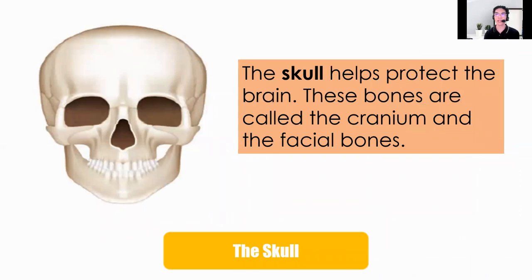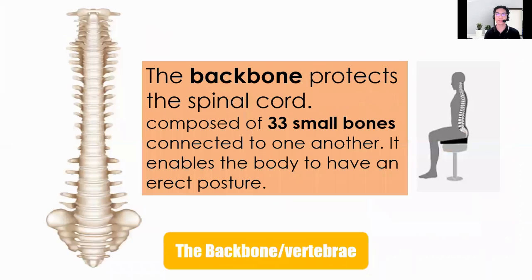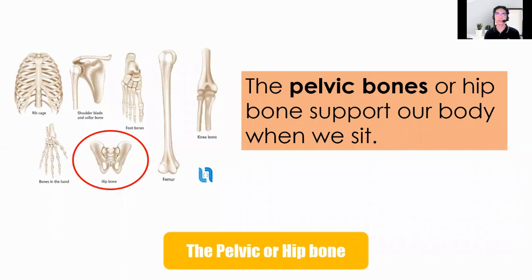The skull helps protect the brain. These bones are called the cranium and the facial bones. The backbone protects the spinal cord. It is composed of 33 small bones connected to one another. It enables the body to have an erect posture. The pelvic bones or hip bone support our body when we sit.